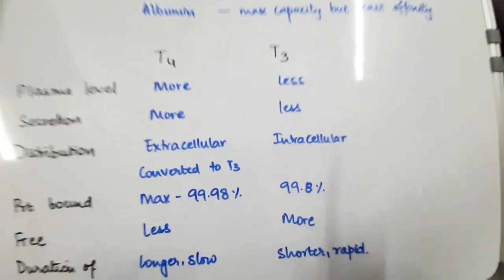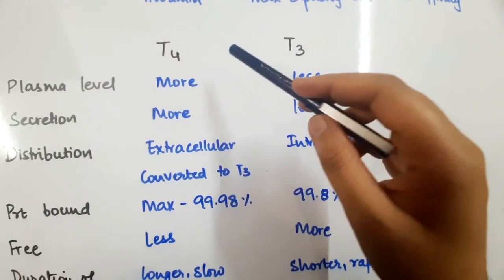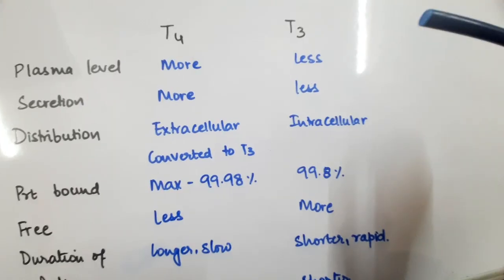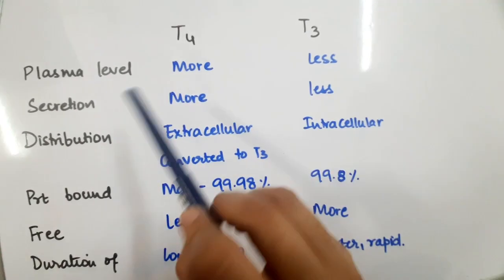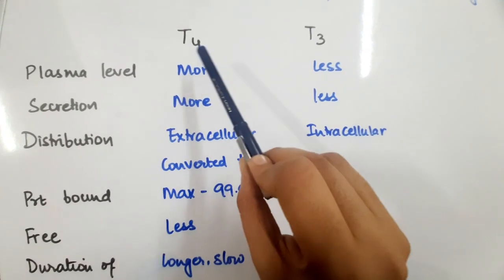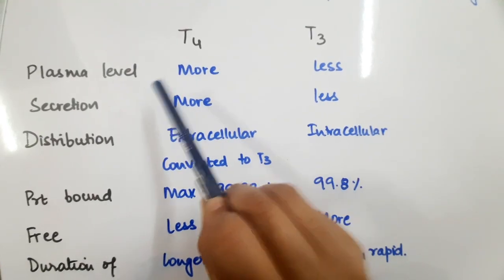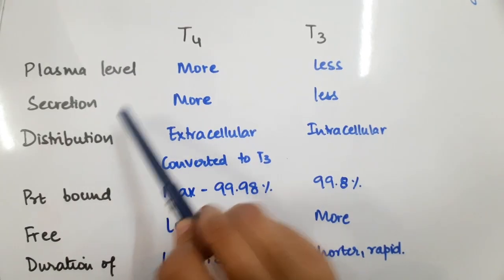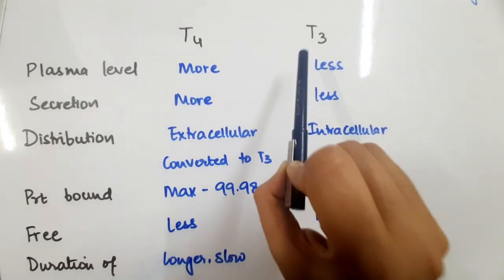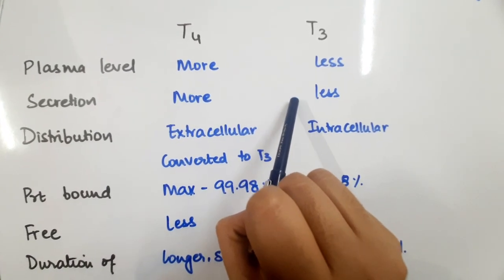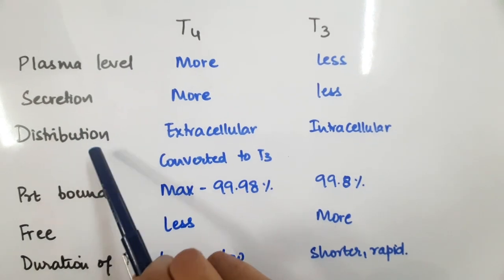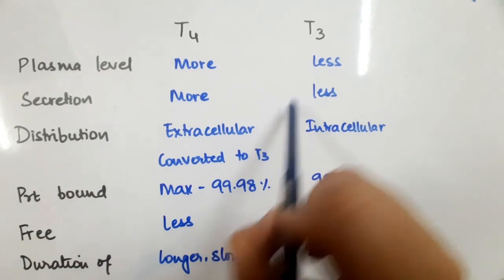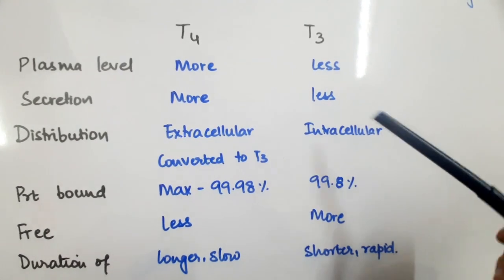Now we know that there are two types of thyroid hormones, T4 and T3. Let us look at the basic differences between these two. If we talk about the plasma level, T4 is more in plasma level than T3. T3 is less. Secretion of T4 is more and secretion of T3 is less per day. If we look at the distribution, T4 is more extracellular and T3 is located intracellularly.